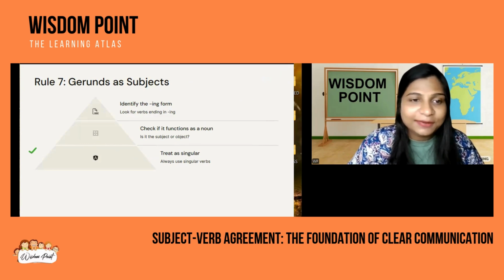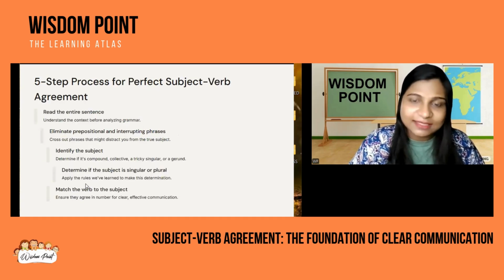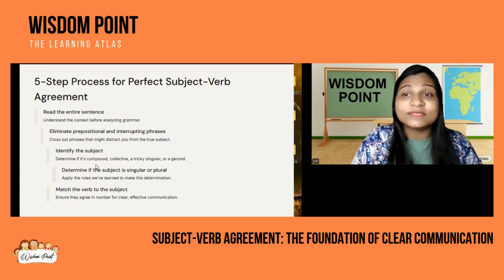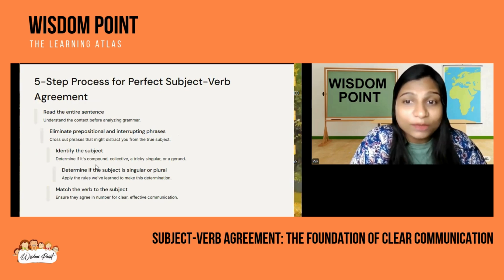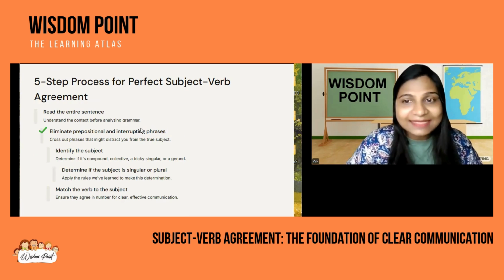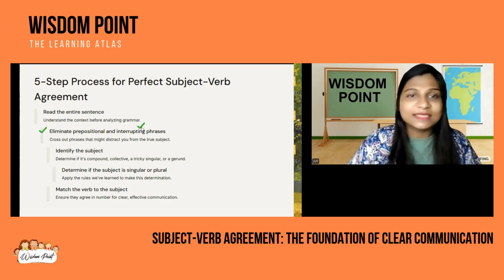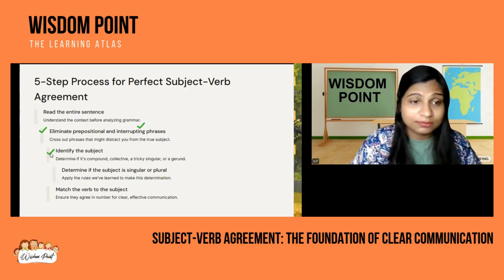Now, moving ahead with the next thing. Now, this is all about how you're going to get the hold of it. If you want to practice solving exercises, if you're sitting for an examination, this is a 5-step process for perfect subject verb agreement. What you're going to do is read the entire sentence properly. After reading the sentence, you go ahead with rule number 1, that is, eliminate the prepositional phrase. Next is eliminate the interrupting phrase. If something is given between 2 commas, eliminate that. Now you have to identify the subject.